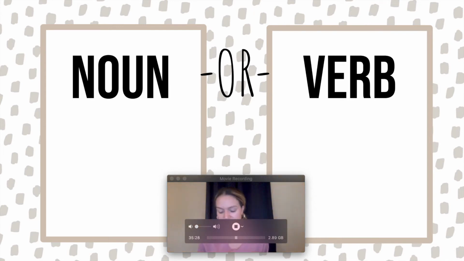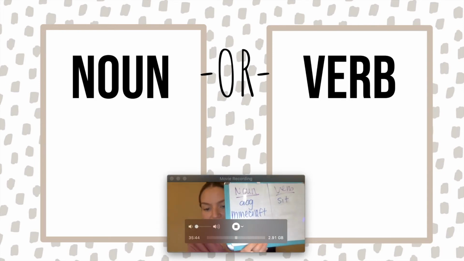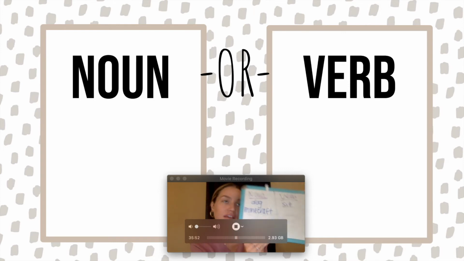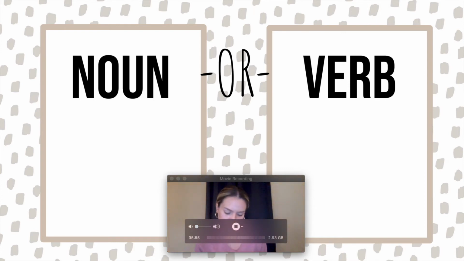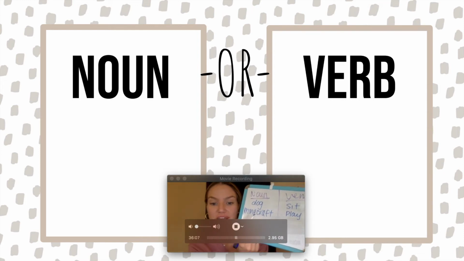Our next one is Minecraft. Is Minecraft a verb or a noun? Write it down. Right? Minecraft is a noun. It is a thing. It's a game you play, right? So our next word is play. Is play a verb or a noun? Right? Play is a verb. So you play Minecraft, right?